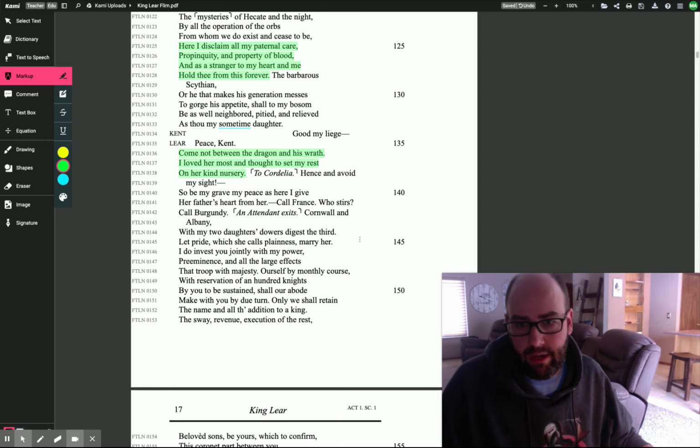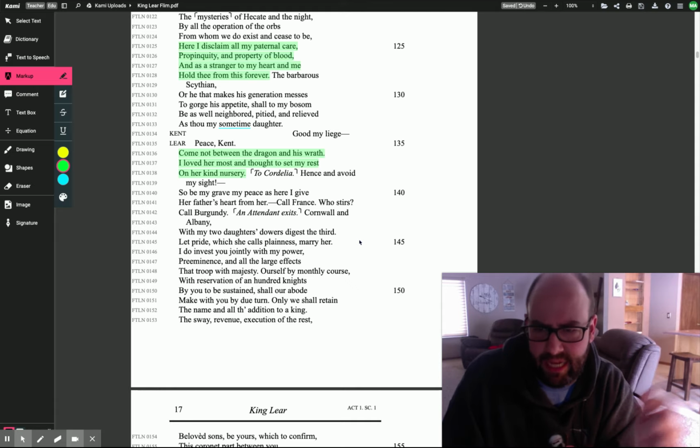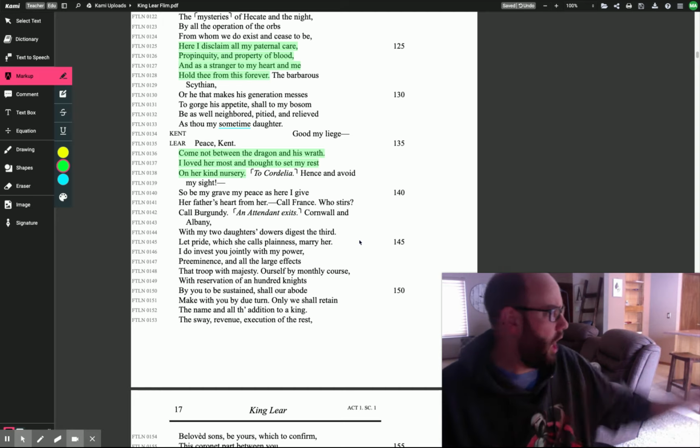To Cordelia, right? Hence and avoid my sight. So be my grave, my peace, as here I give her father's heart from her. Call France, who stirs? Call Burgundy.